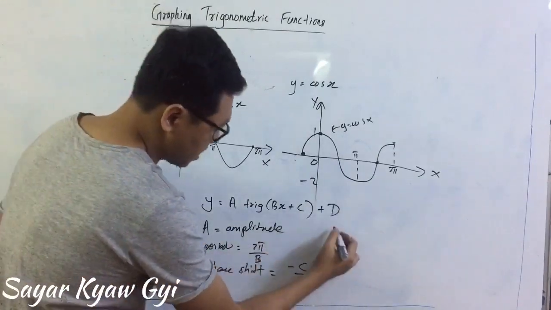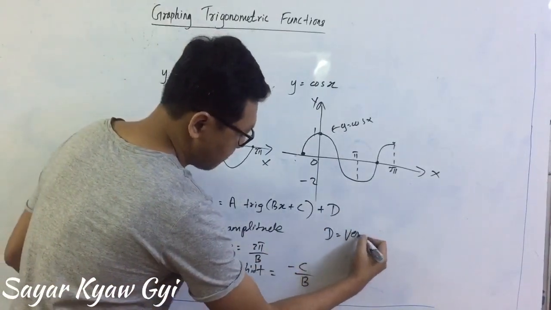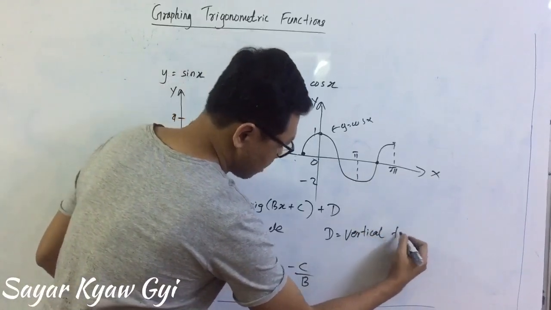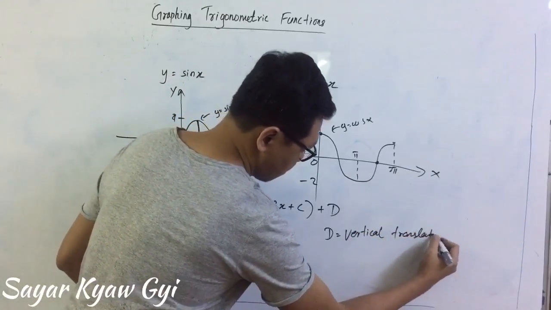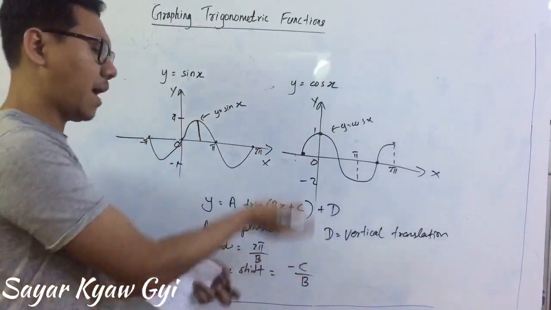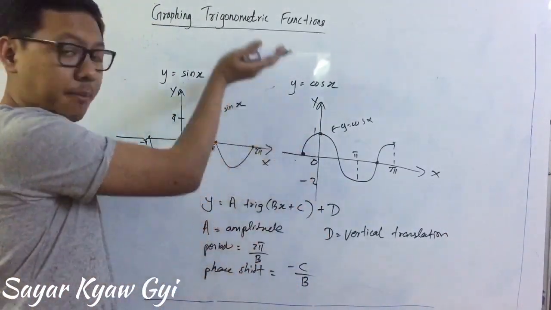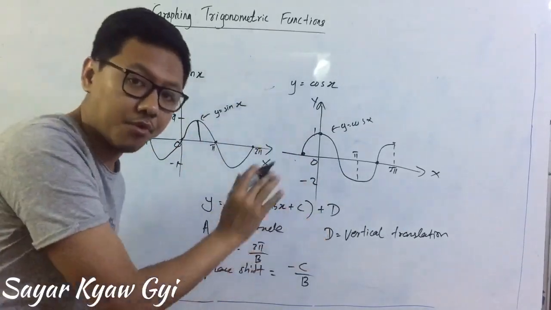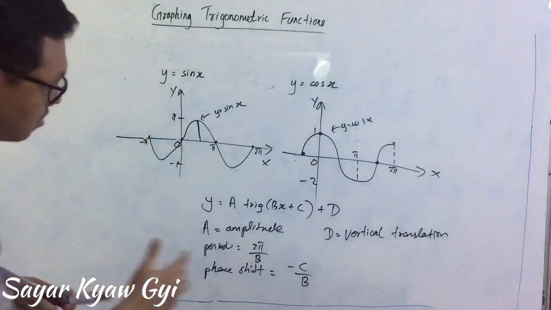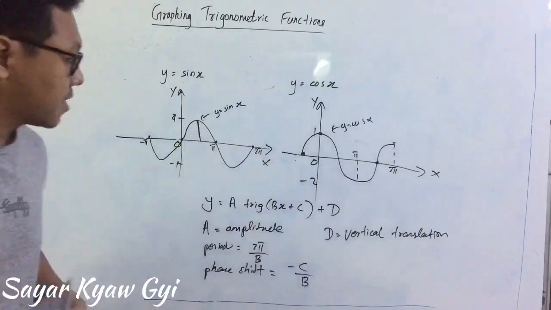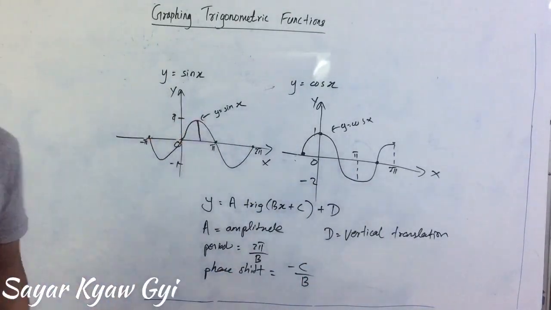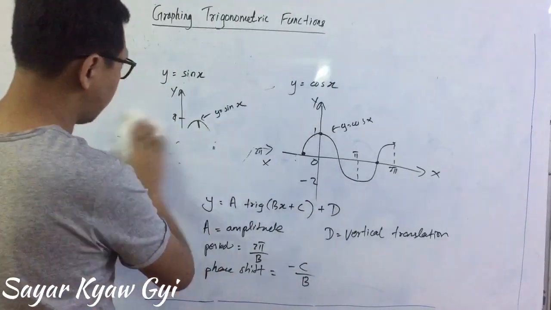And then this one, D. D is vertical translation, which means moving upward and moving downward. If it is positive, the function will move up. If it is negative, the function will move downward. Okay, so we need to use this formula for graphing. Now I would like to erase this and draw an example.